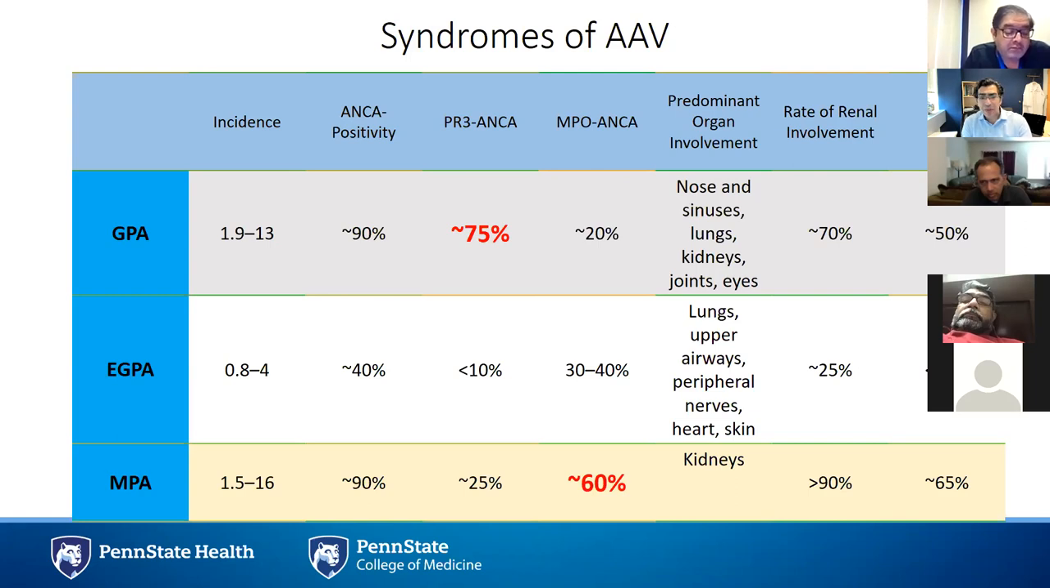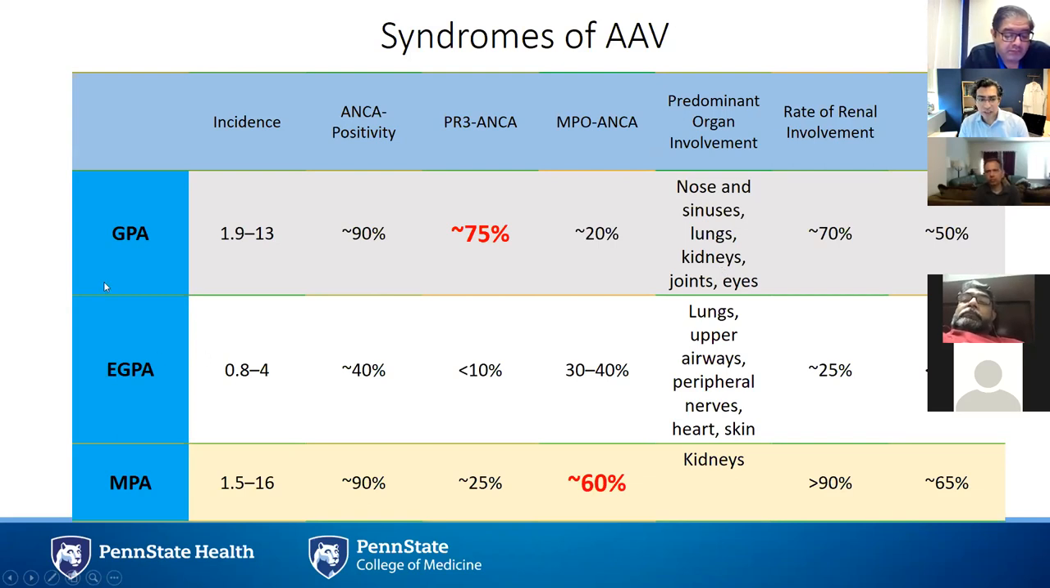They both have 90% ANCA positivity, whereas EGPA only has 40%. PR3 is predominantly associated with GPA, whereas MPO is predominantly associated with MPA. I always remember MPO, MPA, and this is renal limited. Kidney is the only organ, whereas with GPA, you can have nose, sinus, lung, kidney, joints, eye, and other organs as well.